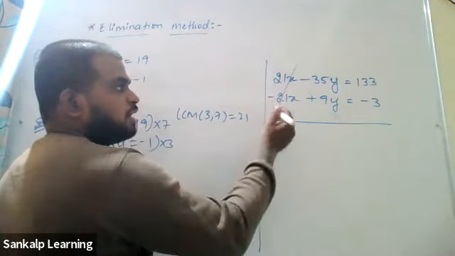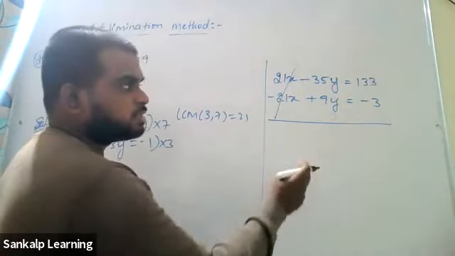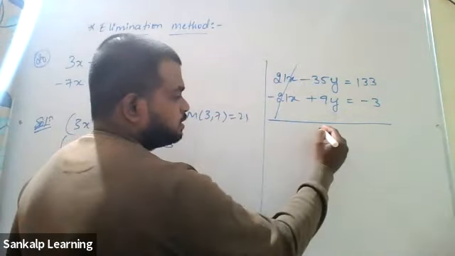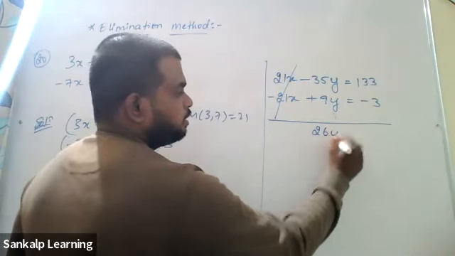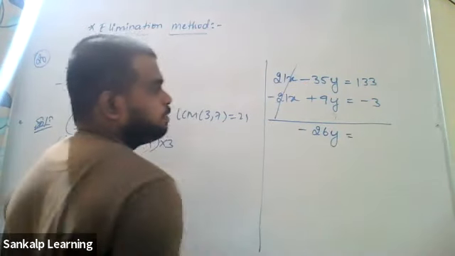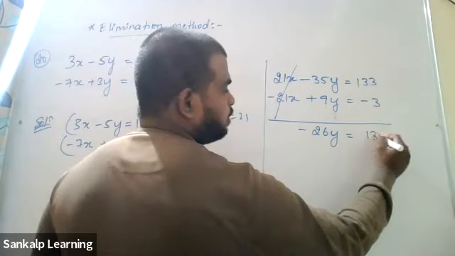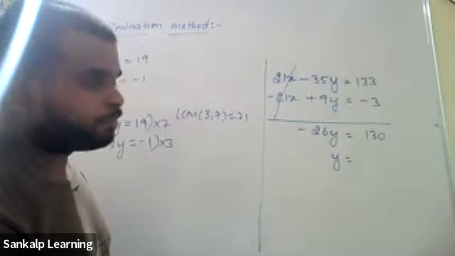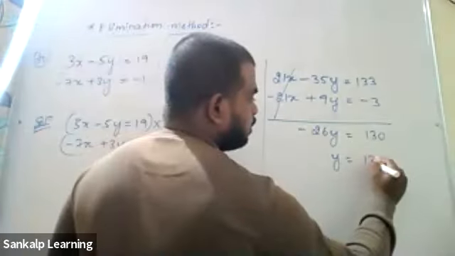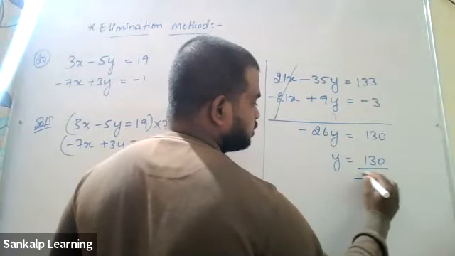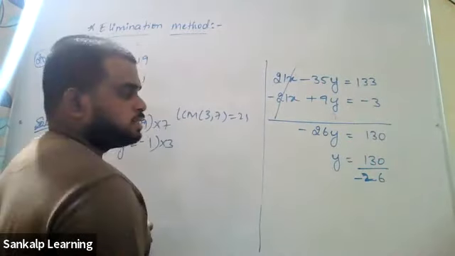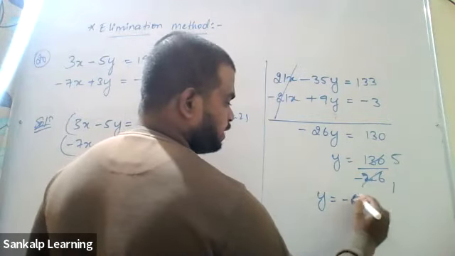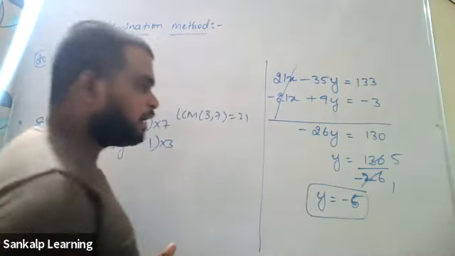Plus 21x minus 21x gets cancelled. Do not change the sign. Now it is a minus and a plus, so you have to subtract it. So what do you get? 26, right? Minus 26y equal to how much do you get? 130. Answer is minus 9? Okay, 130 by minus 26. I don't know how you got that. I guess 26 ones are 26, 26 fives are 130. Therefore, y is equal to minus 5. Just check it. How did you get 9?